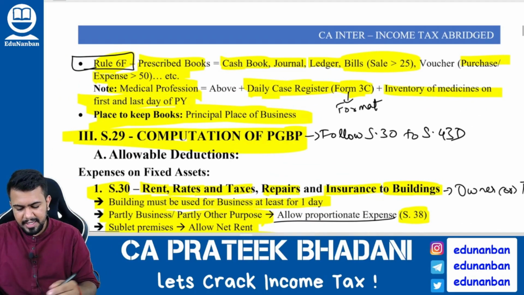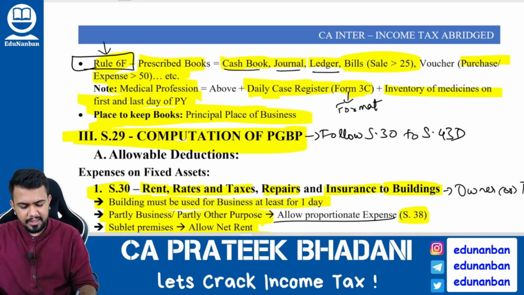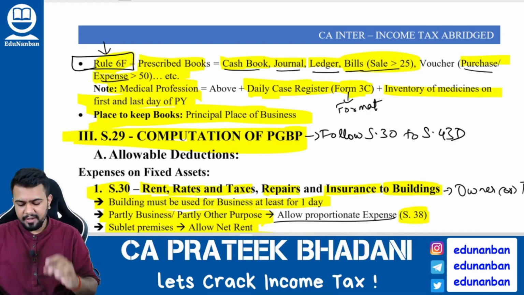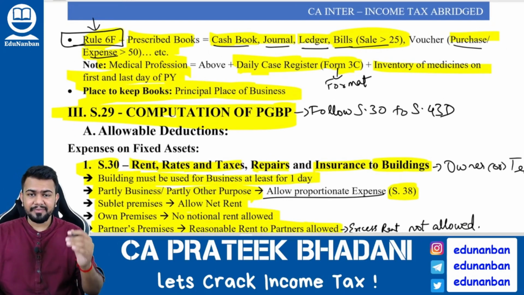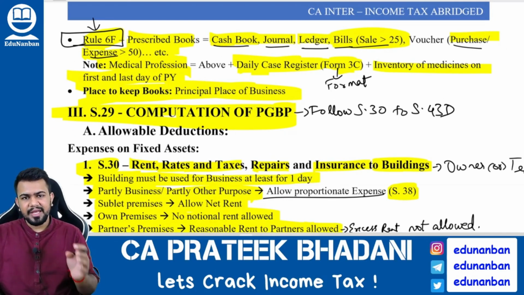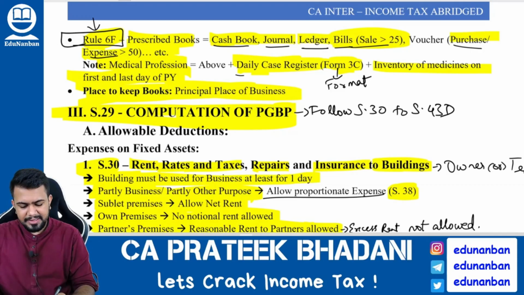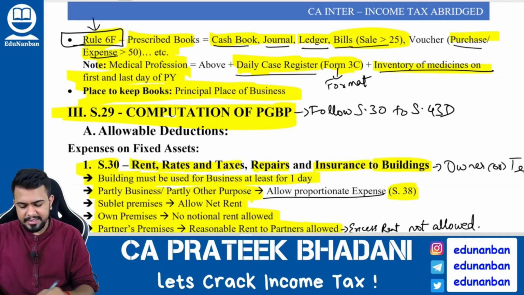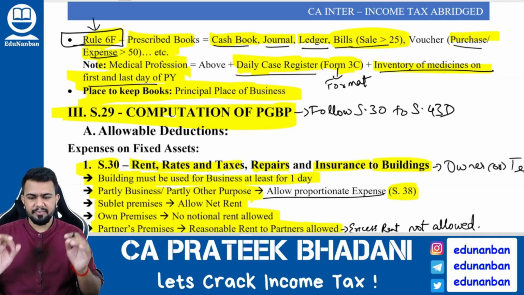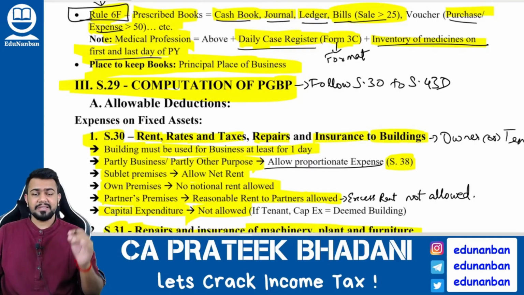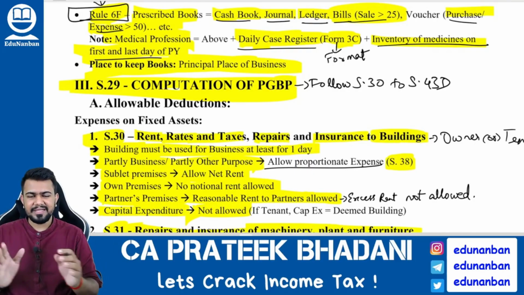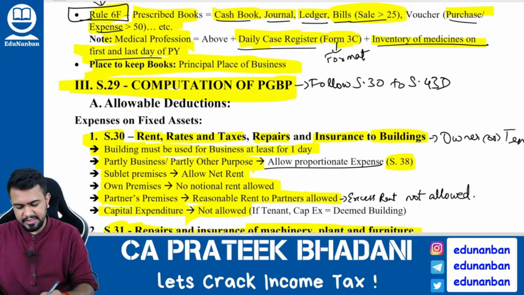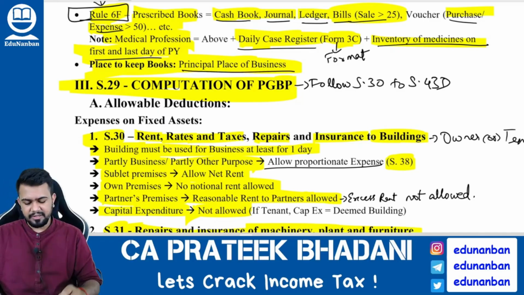What are the prescribed books? It is given under rule 6F, and the prescribed books are cash book, journal, ledger, all the sale bills more than 25 rupees, and all the purchase and expense vouchers more than 50 rupees. Okay. Apart from that, if a professional is a medical professional, he also should maintain all the above plus a daily case register, of which the format is given in form 3C, and inventory of medicines as on the first day and last day of the previous year. Okay. Now comes the question, sir, where to maintain the books of accounts? Answer very simple. Maintain in the principal place of business.